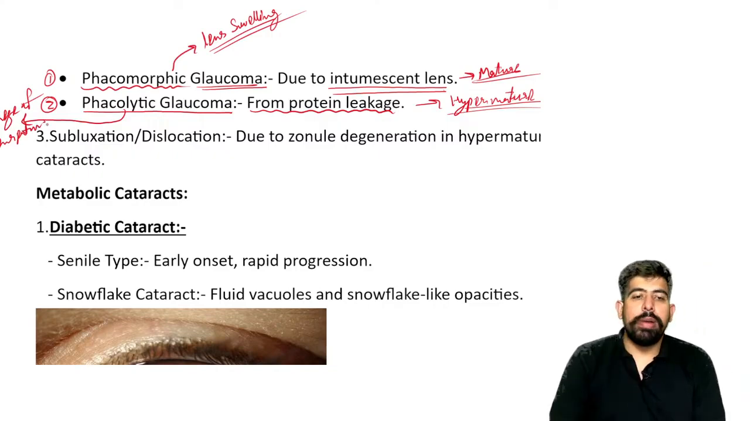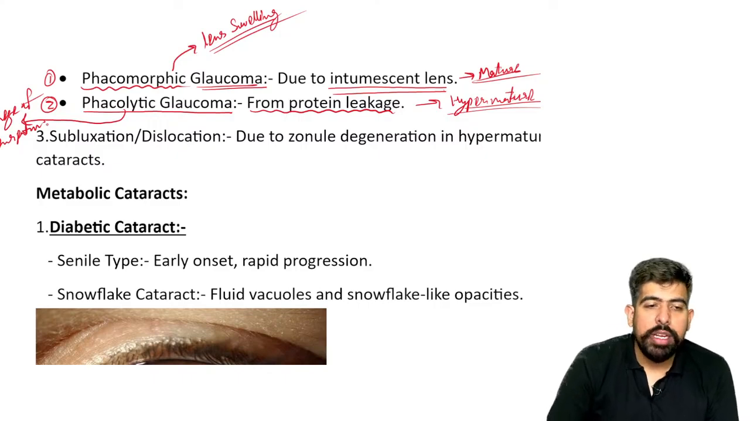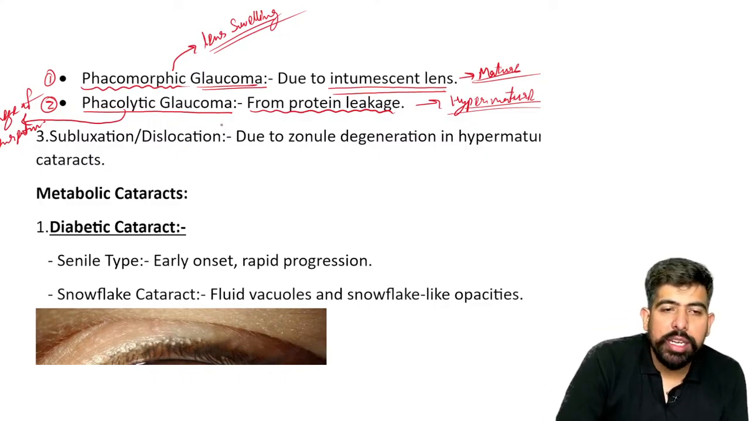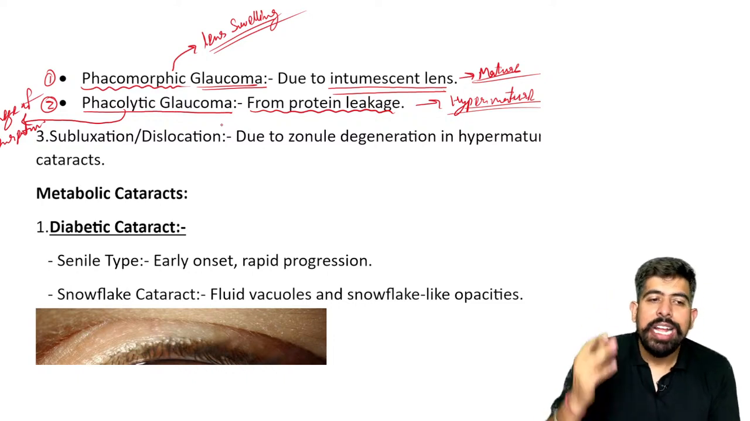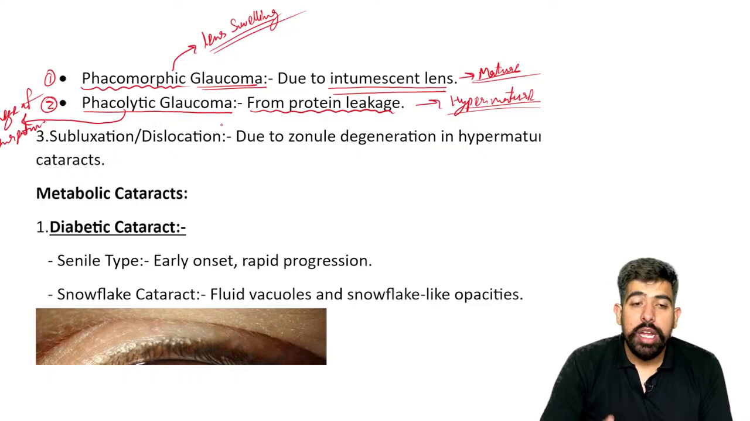We'll talk about this in the glaucoma. I'm going to cover these two types of glaucoma also in the complicated glaucoma. Just remember about it. So the lens swelling causes phacomorphic, and the leakage of the lens protein, this cortical protein, will cause your phacolytic.